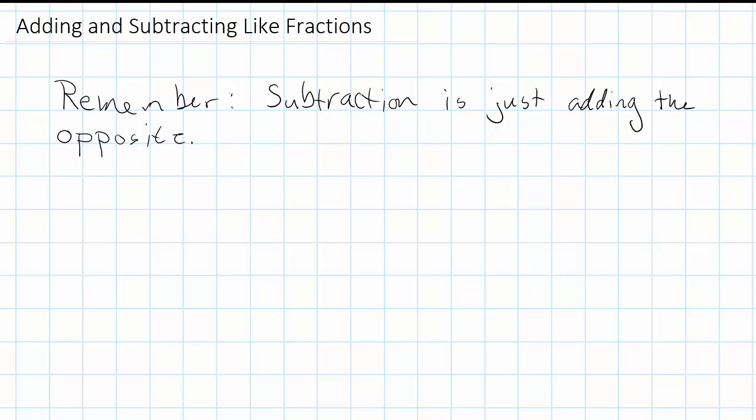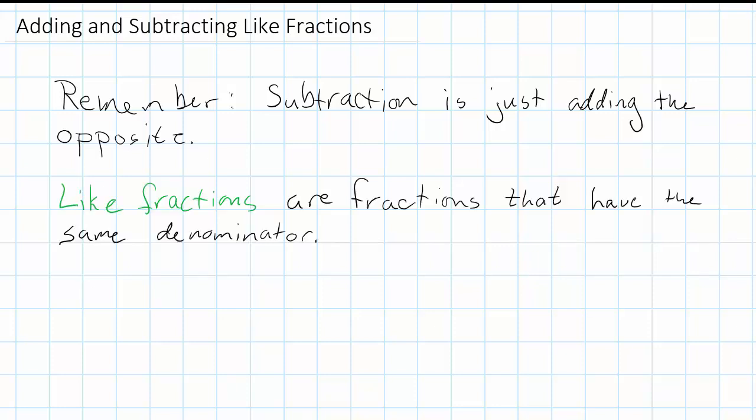Now we're going to start out by considering how we add like fractions. What are like fractions? Like fractions are fractions that have the same denominator. So the kind of addition problem we're talking about is something like, what is 2/3 plus 5/3? And just like we understood whole number addition as adding vectors, we can understand fraction addition as adding vectors.